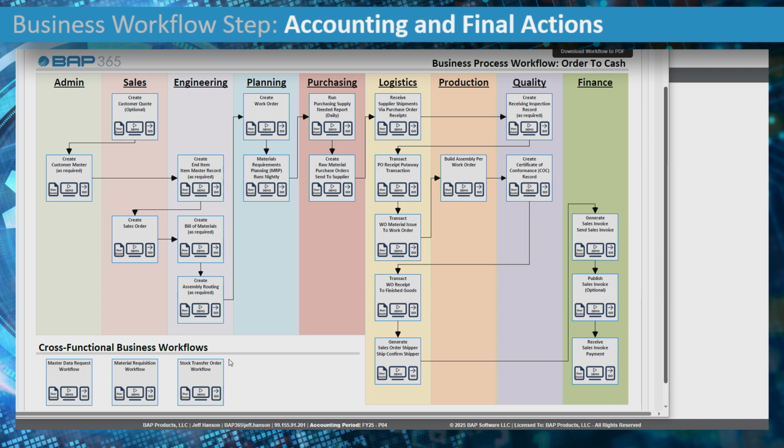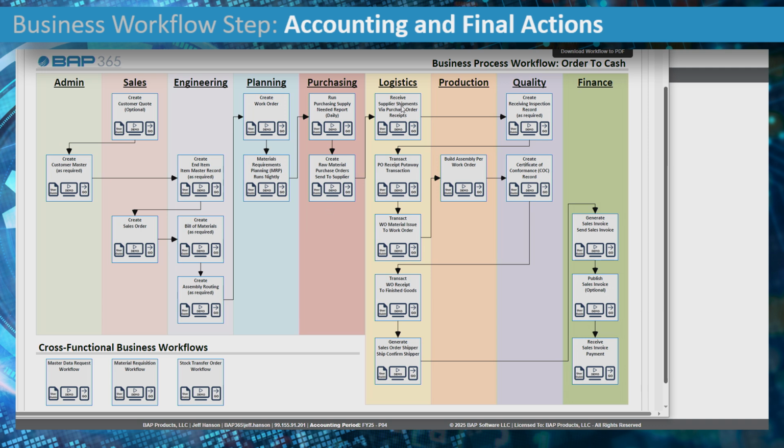Just to summarize, we started with a quote, we entered a customer master, we entered an end item, sales item as an item master, we then created the sales order, and then went to engineering. They created a bill of materials and a routing. Your planning department created a work order. Then MRP, material requirements planning, ran overnight. The next day, your purchasing department would then run the purchasing supply needed report, which shows what supply needs to be ordered in order to fulfill the orders in the system. And they would create raw material purchase orders to send to your suppliers.